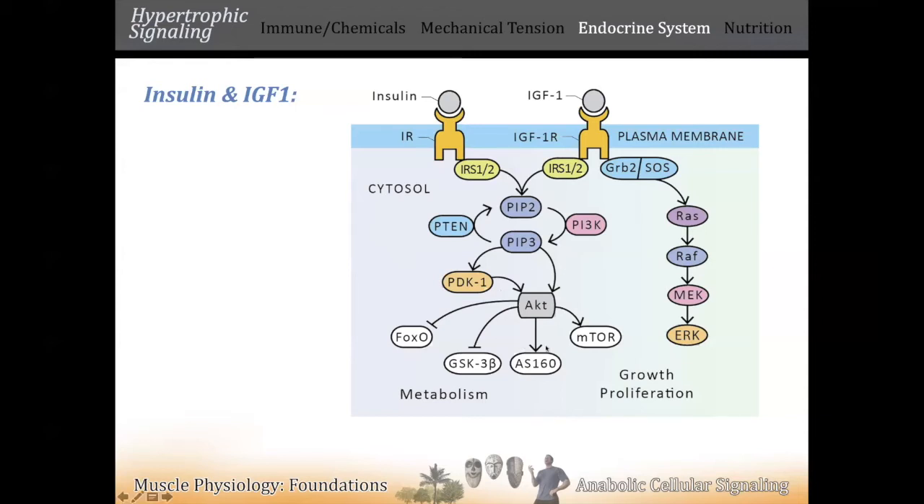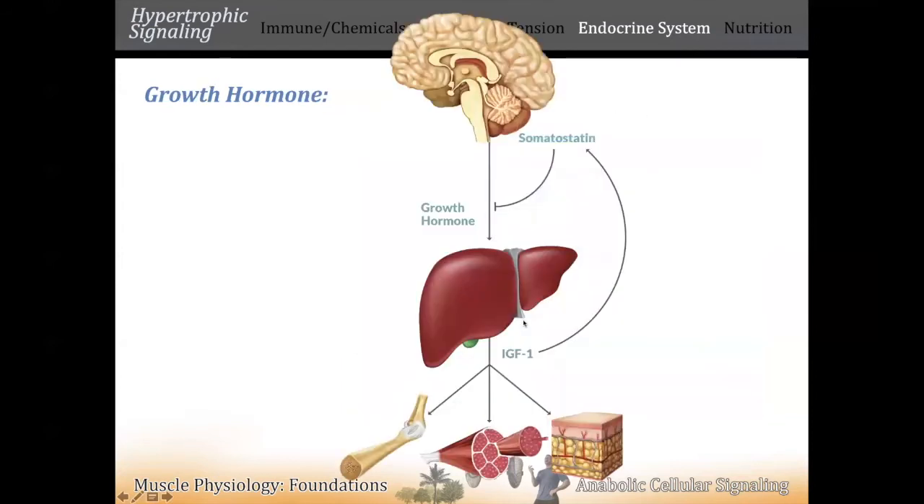So just remember that PKB is super anabolic. It's going to stop catabolism. It's going to turn on anabolism in a bunch of ways. Now, IGF, we're going to be doing both signaling cascades with IGF. This is MAPK over here. So both signaling cascades with IGF.